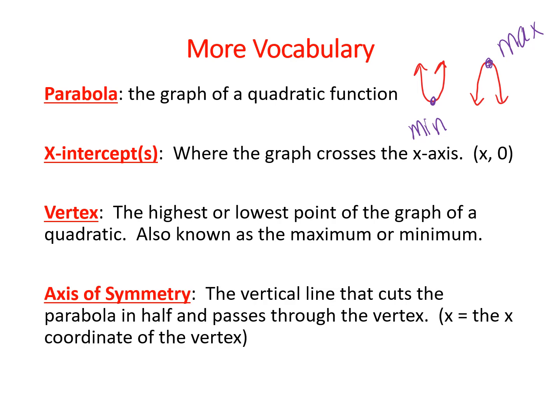And the axis of symmetry, it's a vertical line, remember, so verticals up and down, that cuts the parabola in half and it passes through the vertex. And the equation of it looks like x equals whatever the x coordinate of the vertex is. There's not a lot of room for me to show that on this slide, but I will go through examples in later slides.